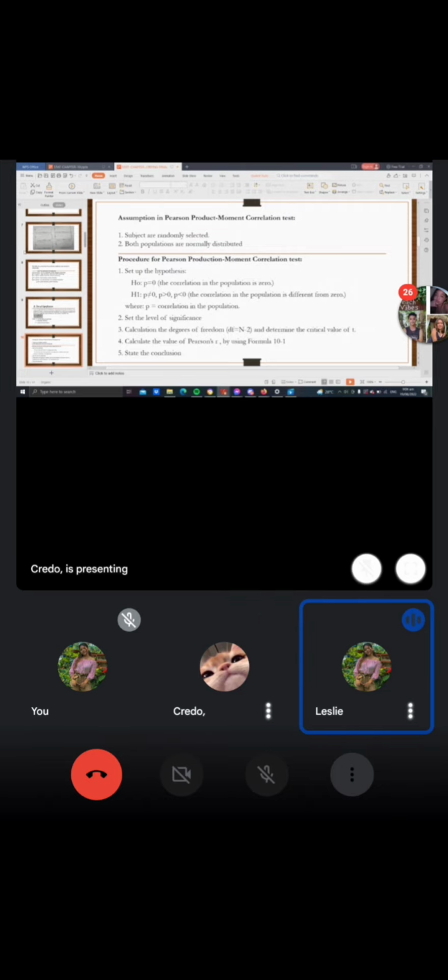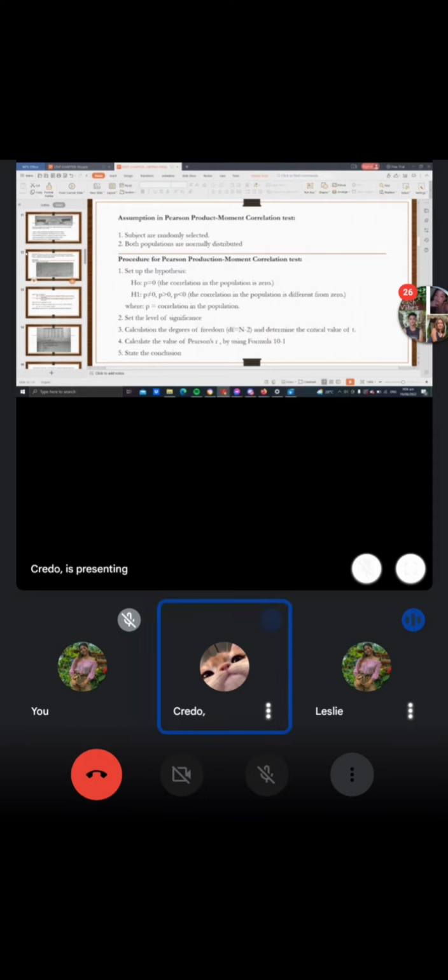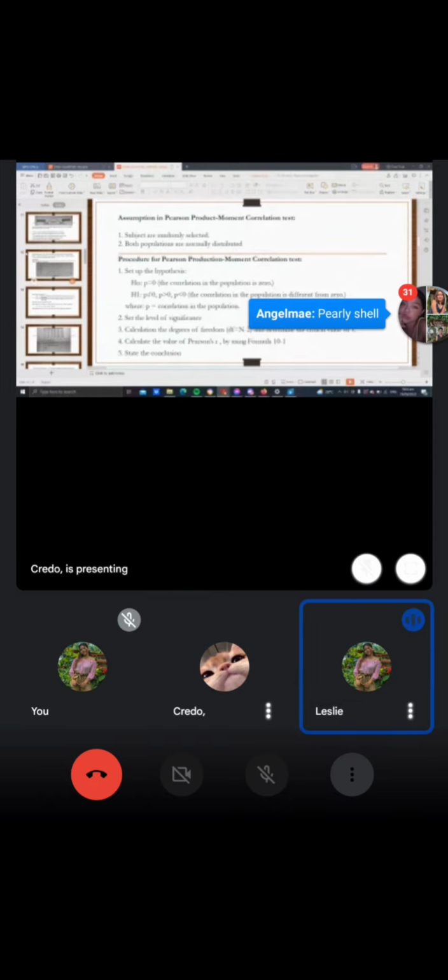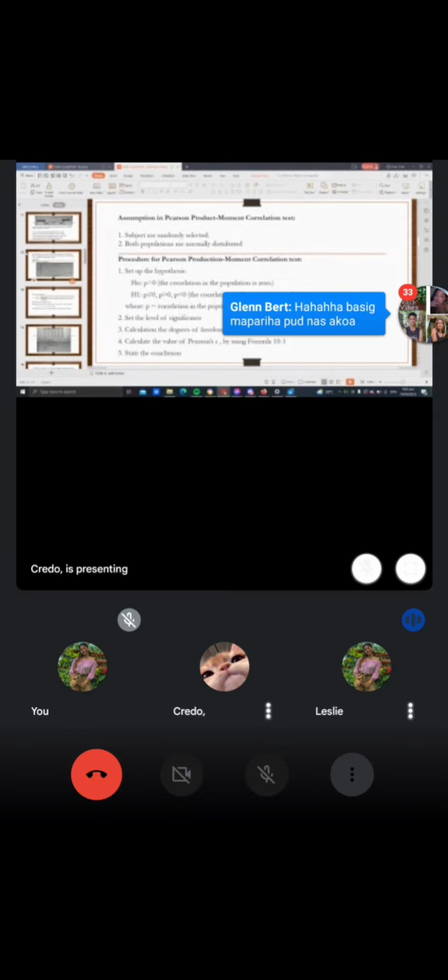The assumptions in the Pearson product moment correlation test. Number 1, the subjects are randomly selected. Number 2, both populations are normally distributed. The procedure for the Pearson product moment correlation test: Number 1, set up the hypothesis. Number 2, set the level of significance. Number 3, calculate the degrees of freedom, df equals n minus 2, and determine the critical value of t. Number 4, calculate the value of Pearson r using formula 10.1. And the fifth one is state the conclusion.